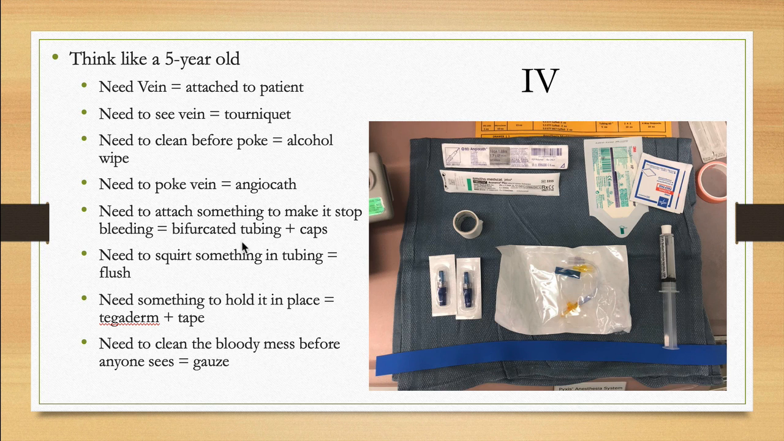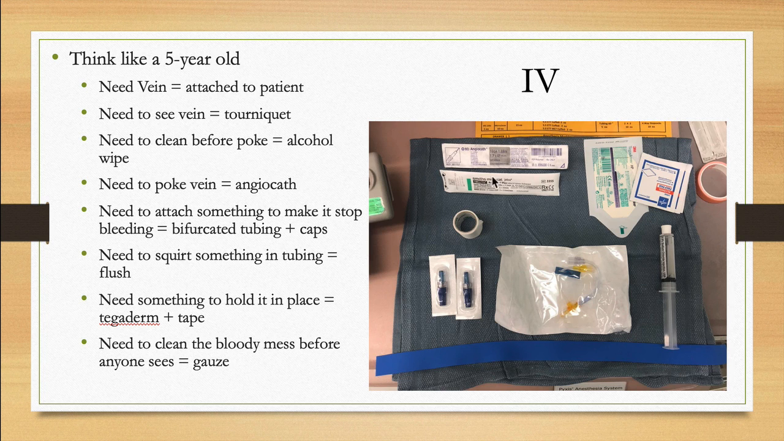And then once I poke the vein, I should probably attach something to the angiocath in order to stop it from bleeding. Oh, okay, great, like bifurcated tubing and caps. And I need to maybe squirt something in the tubing, hopefully before I attach it to the patient so there's no air. Oh, okay, cool, so that means I need to flush. And then once all that's done, I need something to hold it in place, right? So a tegaderm and some tape. And then, of course, I need to clean the bloody mess that I made before anybody sees, and that would be gauze. And it seems kind of like a silly way to think about this, but I've never forgotten, or I should say, I no longer forget items once I've adopted this mindset.